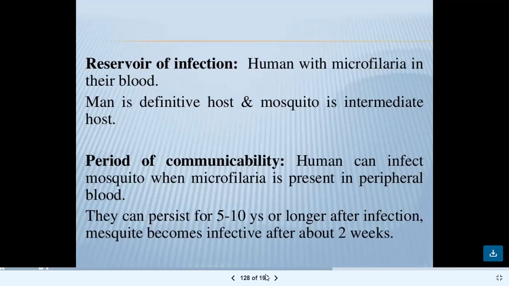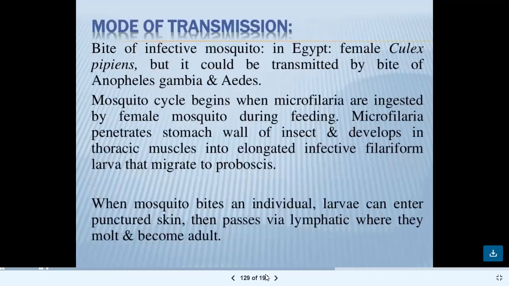Period of communicability: humans can infect mosquitoes when microfilariae are present in peripheral blood. They can persist for 5 to 10 years or longer after infection. The mosquito becomes infective after about 2 weeks.